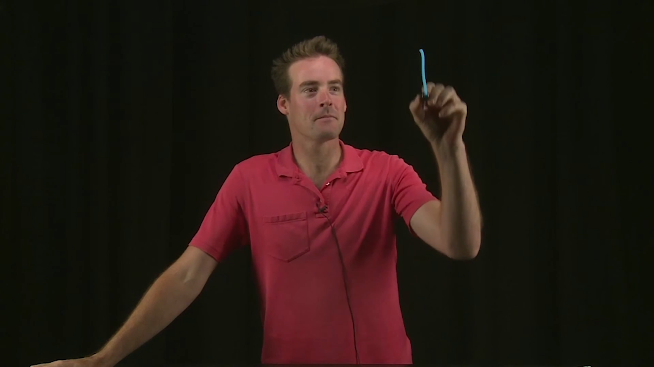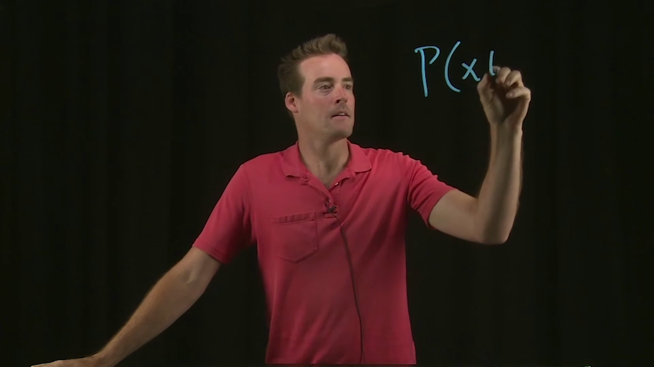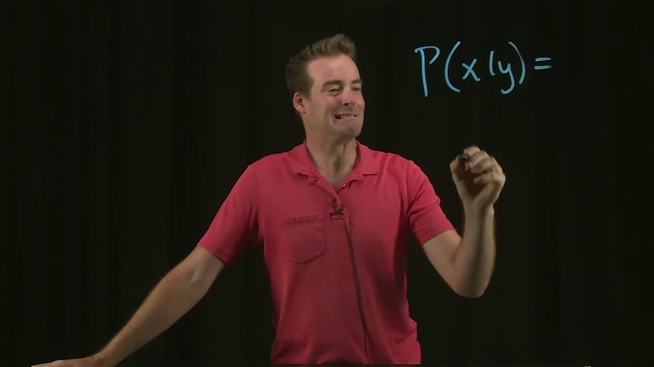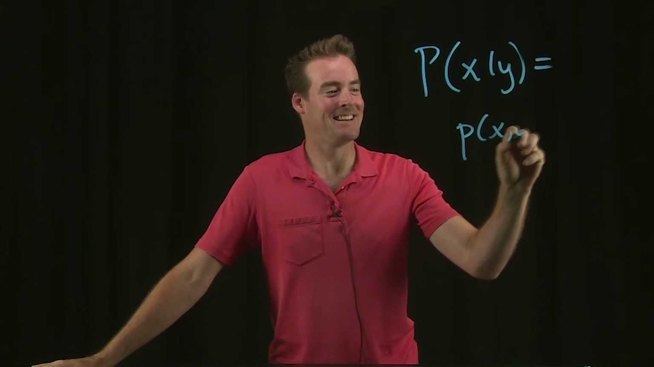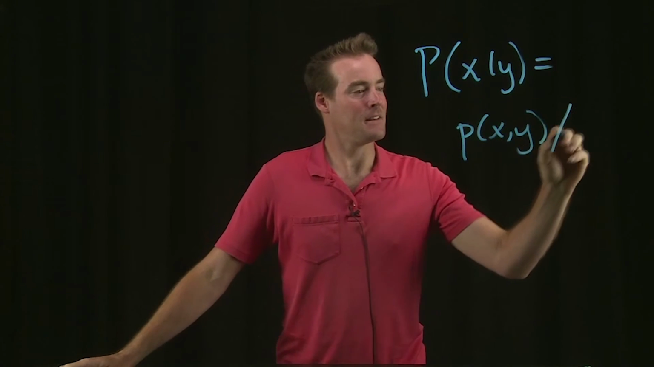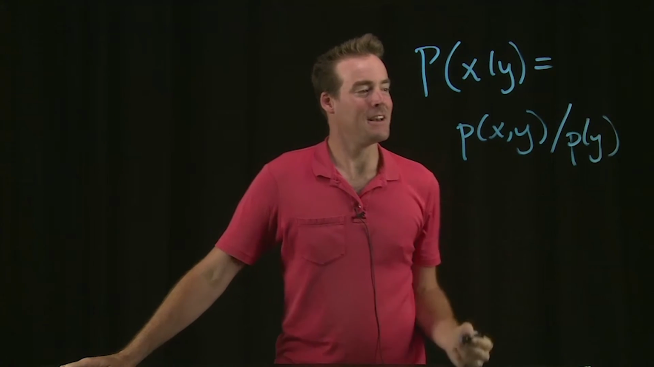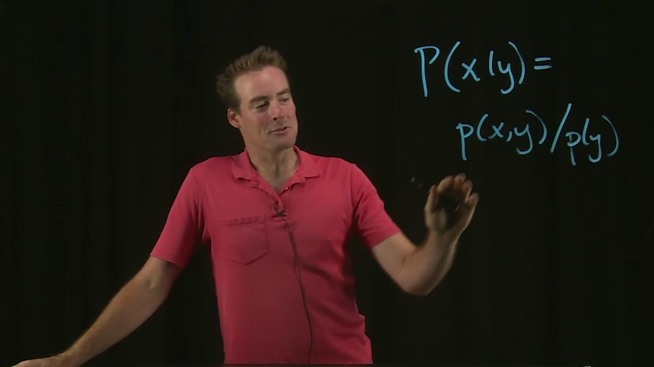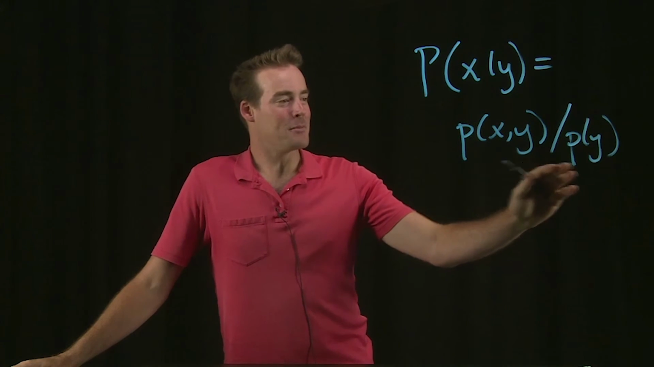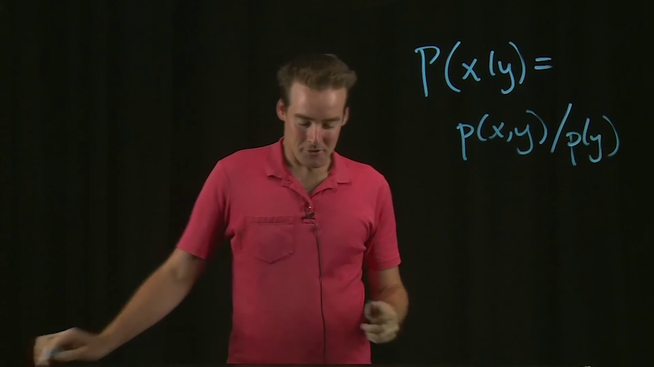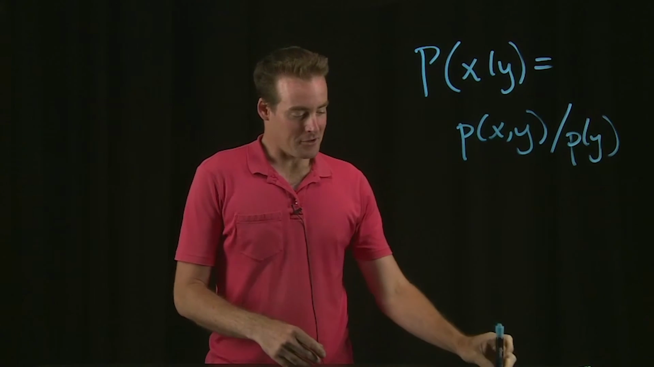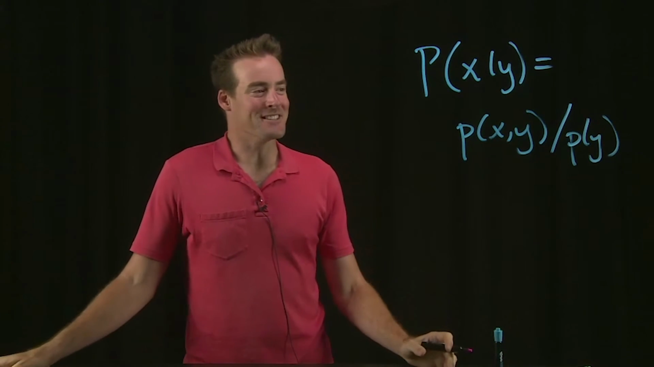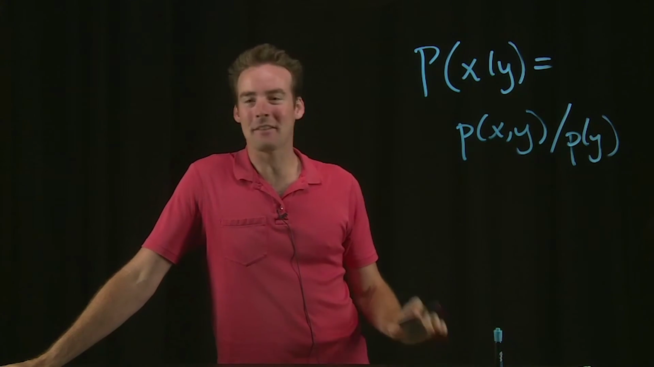So if you've ever taken a probability class before, you've probably seen the following equation. It says that the probability of x given y equals the probability of x and y divided by the probability of y. So this looks all well and good until you start drilling and slowly start asking questions. And once you start drilling down, then things start to fall apart.